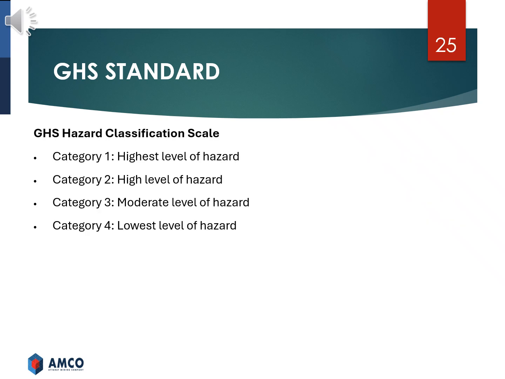GHS Hazard Classification Scale. Category 1, highest level of hazard. Category 2, high level of hazard. Category 3, moderate level of hazard. Category 4, lowest level of hazard.